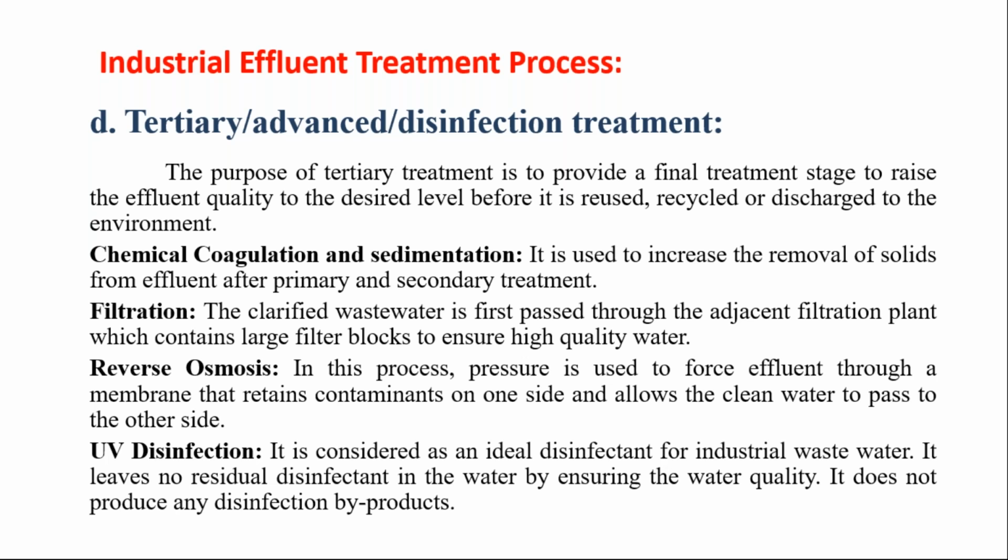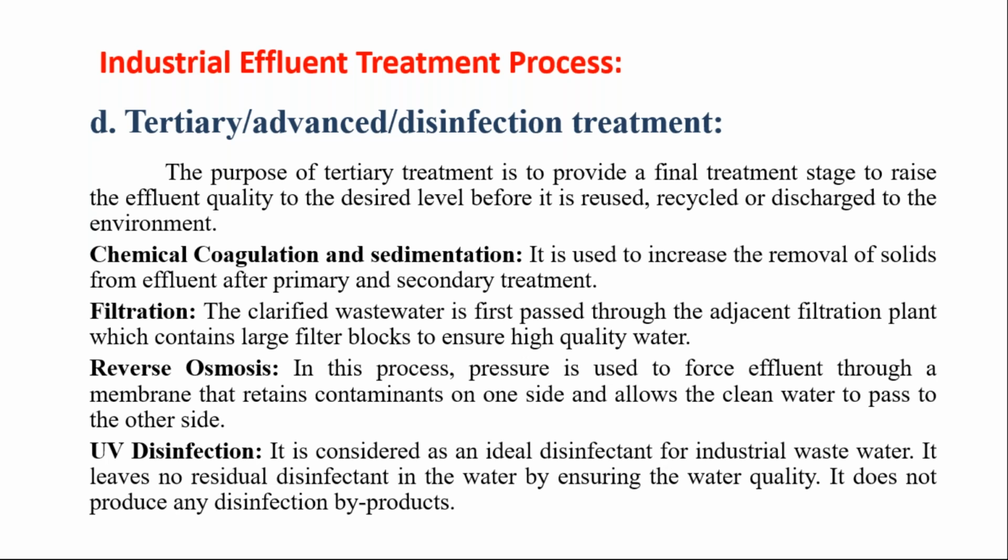So we can go for chemical coagulation and sedimentation, or for filtration, for RO systems, or for UV inspection. So these are the different facilities available for the tertiary treatment. Depending on the characteristics of the effluent, we can use these facilities. Chemical coagulation and sedimentation is used to increase the removal of solids from the effluent after the primary and secondary treatment.